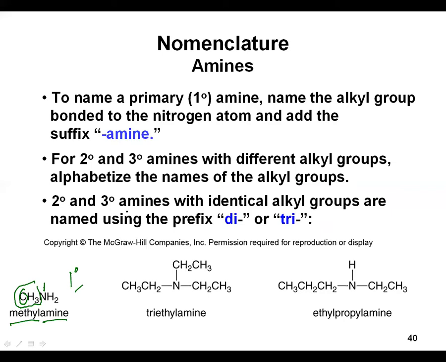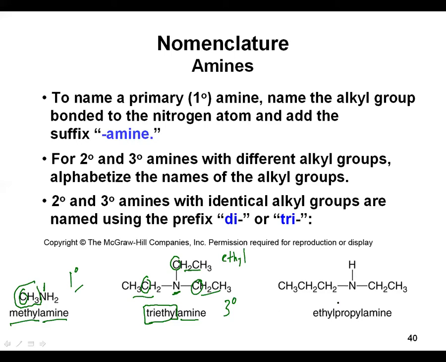Over here, if we look at this guy in the middle, this is our nitrogen. And again, directly attached to this nitrogen is 1 carbon, 2 carbons, and 3 carbons. So this would be a tertiary amine. And each of those groups attached is an ethyl group, a 2 carbon group attached to the nitrogen. So that is where the triethyl part comes from. And amine at the end.